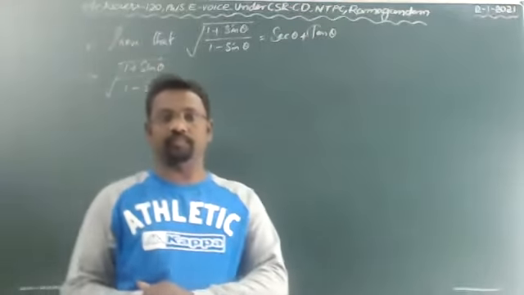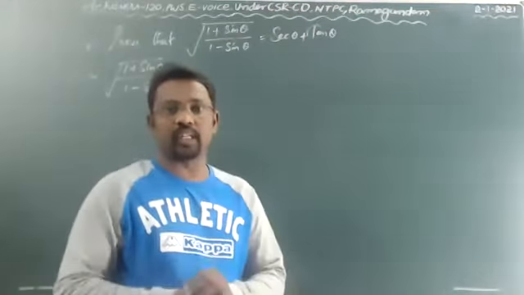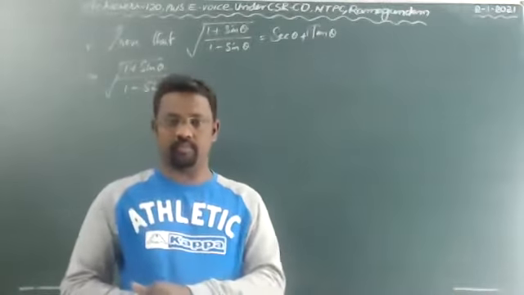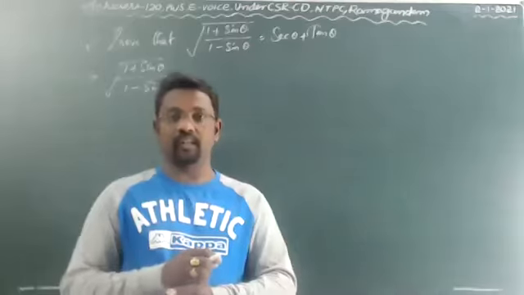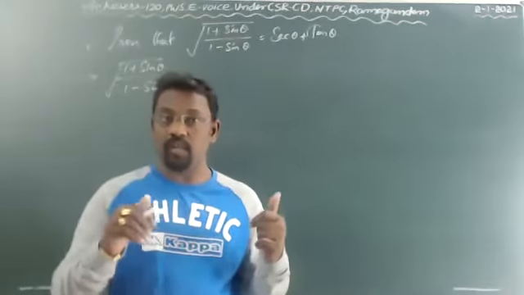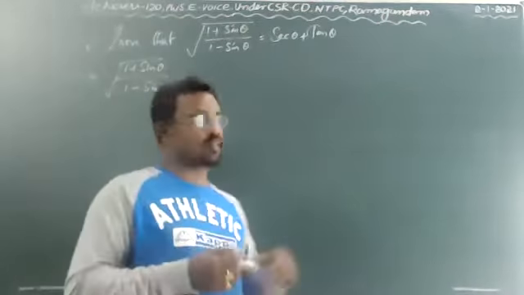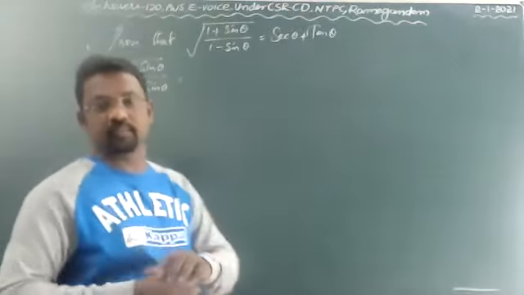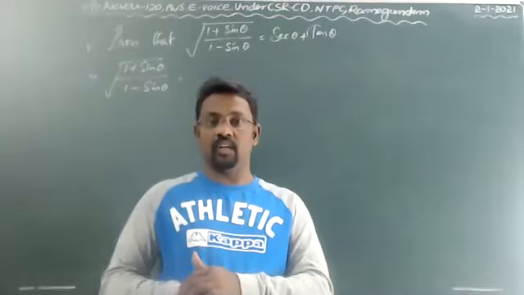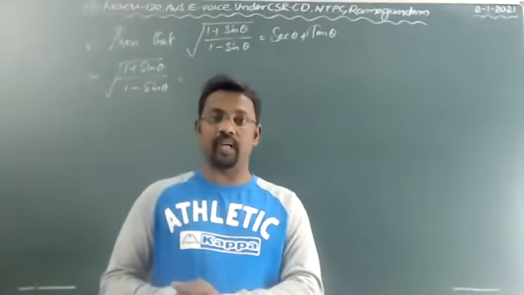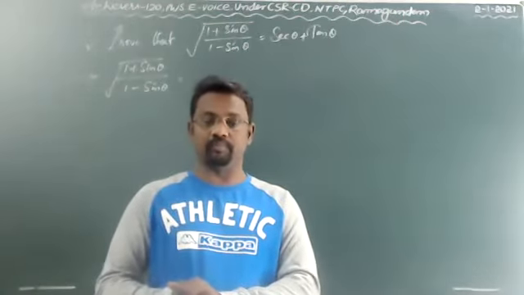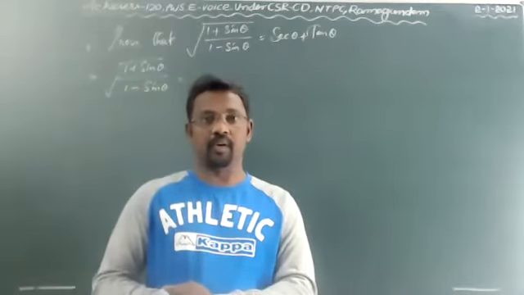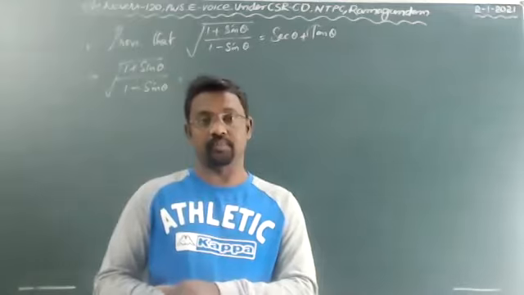How will we do this one? See the simple logical thinking: the root is there here, so we have to delete the root. But we can't do that by squaring on both sides because there is no RHS. Only this expression is there. For the LHS, the rationalization is there. So we have to do the rationalization.